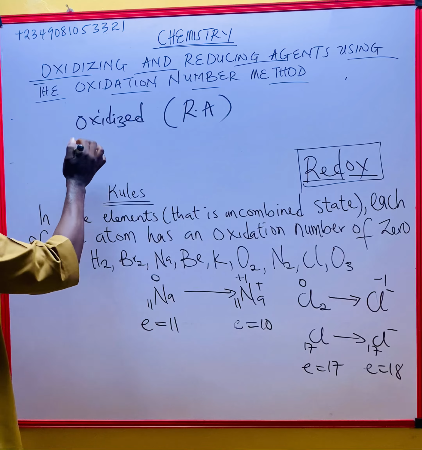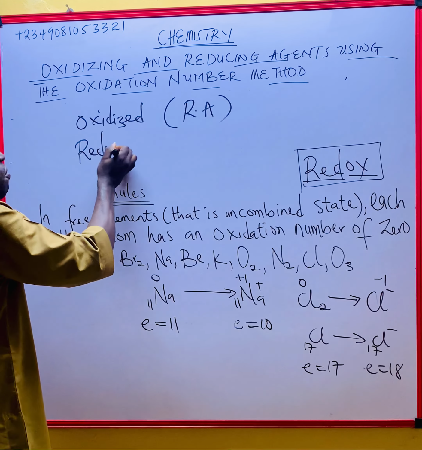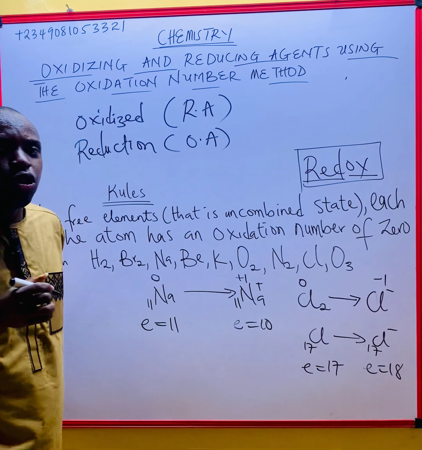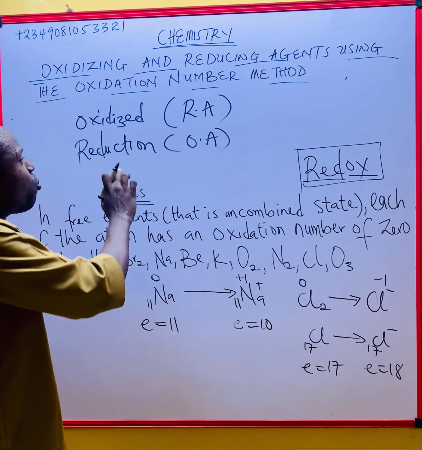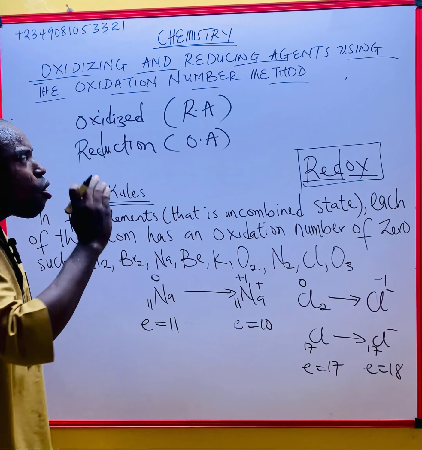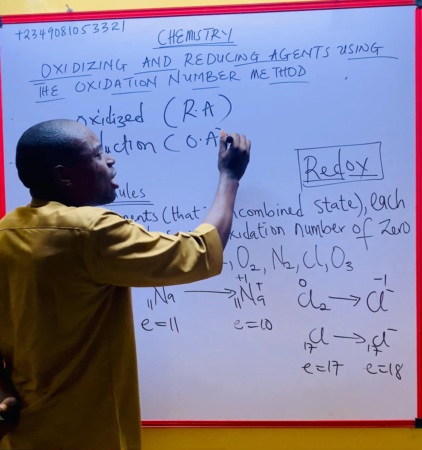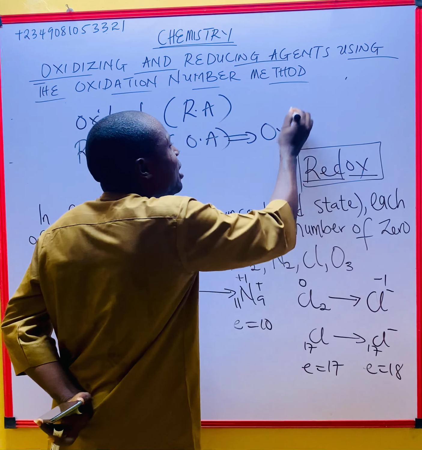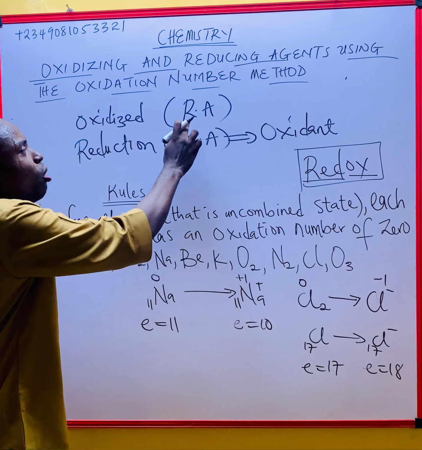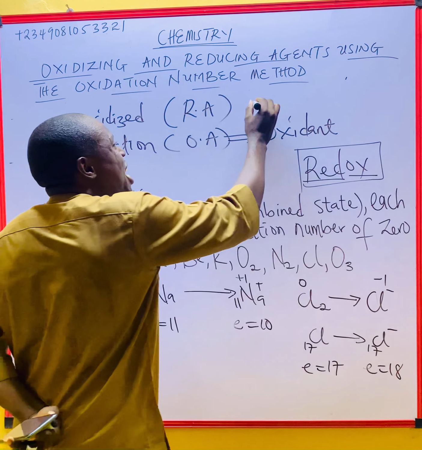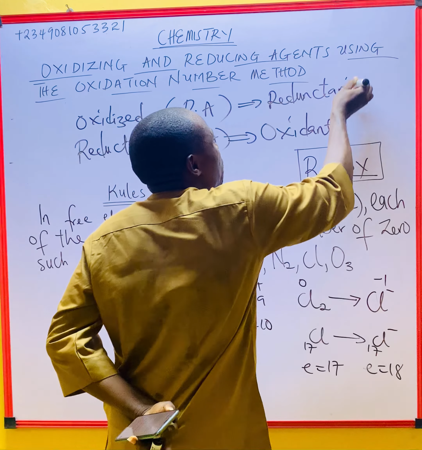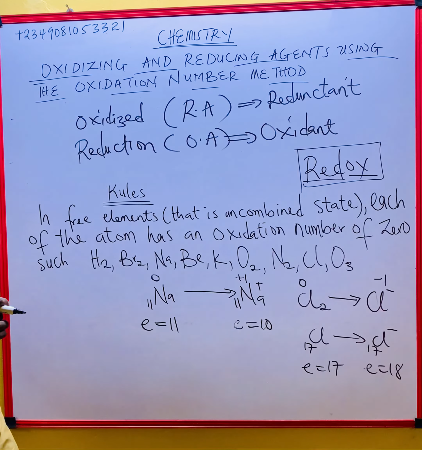When you are undergoing reduction, you are an oxidizing agent. Take note: when you are undergoing reduction, you are an oxidizing agent. Now take note, an oxidizing agent can also be called an oxidant, while a reducing agent can also be called a reductant. Please take note of all this.